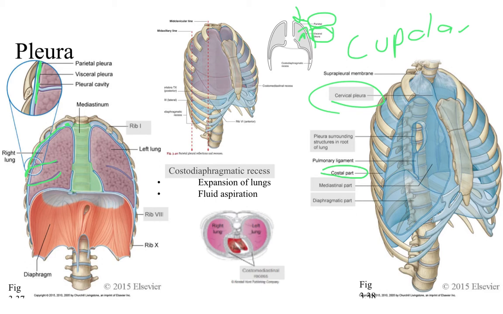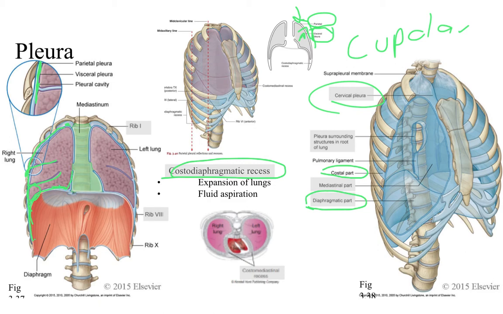And then we head down towards the bottom, and here you notice the pleura goes all the way down to about the 10th rib and then comes back up, but there is no lung down in that space. We call that the costodiaphragmatic recess, and we'll talk about the importance of that recess after we get through talking about the different parts of the pleura. As we head back up and go along the diaphragm, that is called the diaphragmatic part of the pleura.